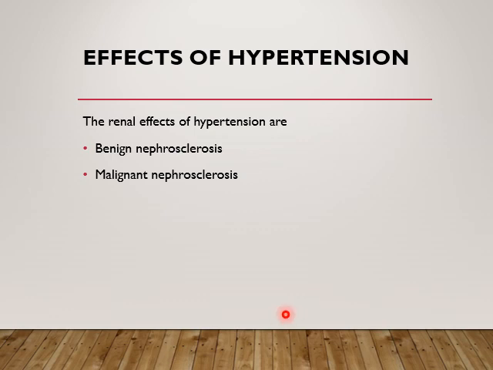Moving on to our topic, the effects of hypertension on the kidney are classified into benign nephrosclerosis and malignant nephrosclerosis. Before knowing about benign nephrosclerosis, you must know two entities: benign hypertension and malignant hypertension. Benign hypertension is an elevation of blood pressure slowly over a period of years in any patient. Whereas malignant hypertension is a sudden onset of elevated blood pressure in a previously normotensive patient.